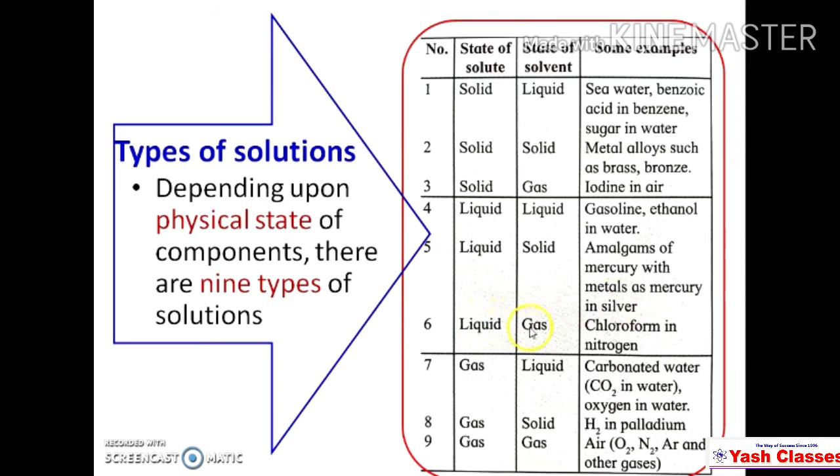Next type is liquid in gas type of solution. For example chloroform in air or nitrogen. So here chloroform is a smaller component and nitrogen or air is a larger component, and it is gaseous, and therefore chloroform vapors or chloroform in air or nitrogen is a liquid in gas type of solution.